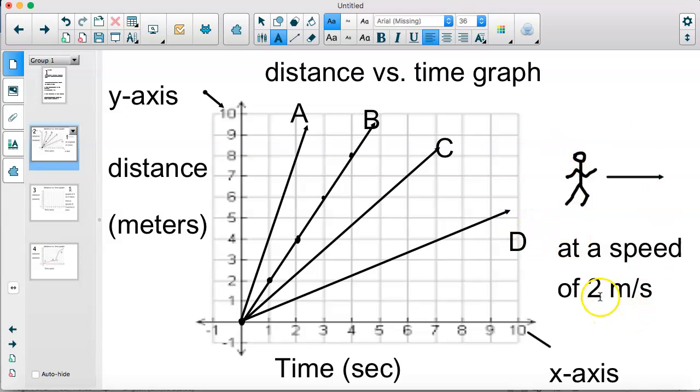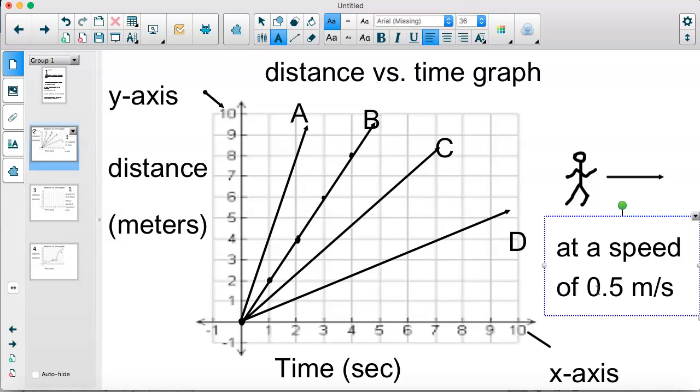Okay. So let's say our runner isn't moving at a speed of 2 meters per second. Let's say they're moving at a speed of about half a meter per second. Which one of these lines best represents the speed of our runner now?